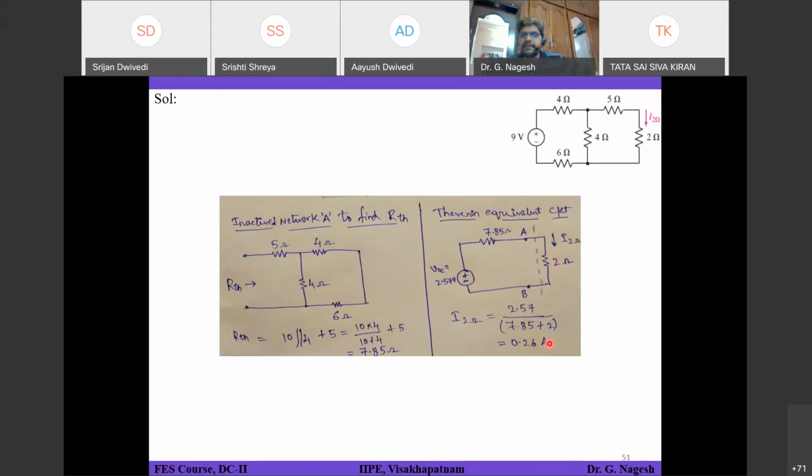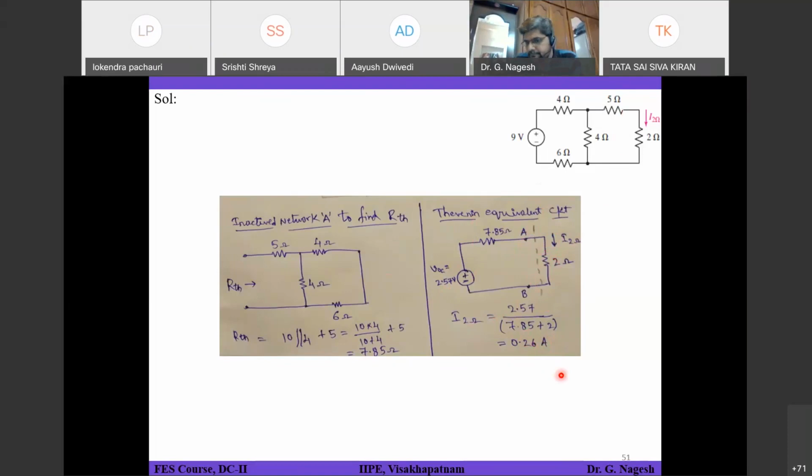If I had not asked for the current flowing through the 2 ohm resistor and simply asked for the Thevenin equivalent as seen from terminals A and B, you could stop at that point. Since I have asked for the current, you connect the 2 ohm resistor back and calculate the current, which is I = 0.26 amperes. Is it clear? Yes, sir.